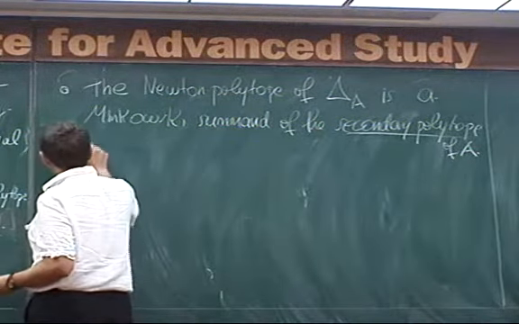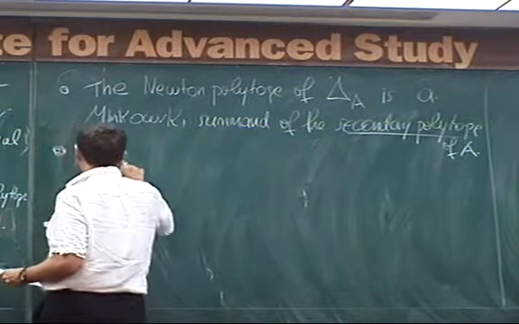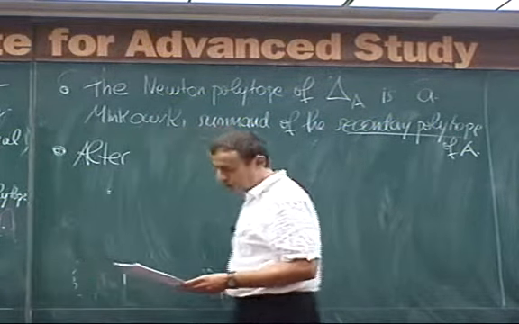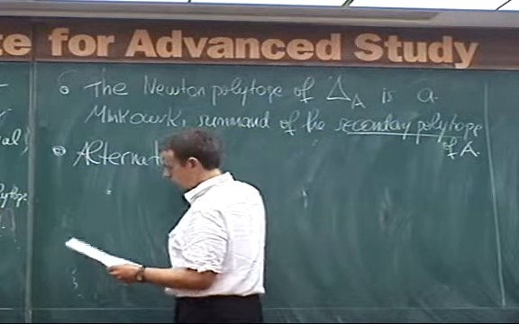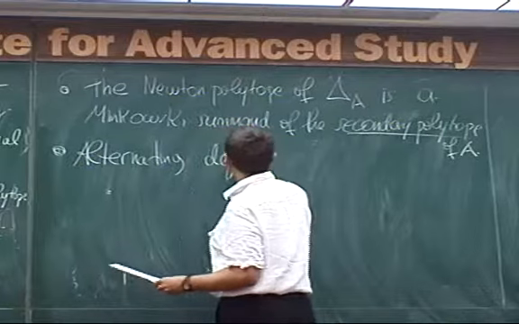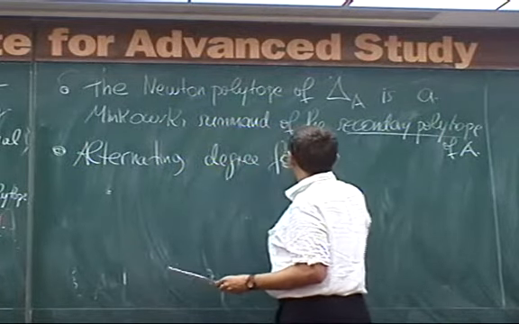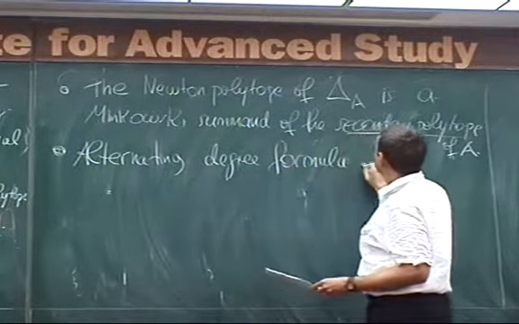Now, based on these considerations and some pretty hairy homological algebra, they derive a formula. They give a so-called alternating degree formula for the degree of A.